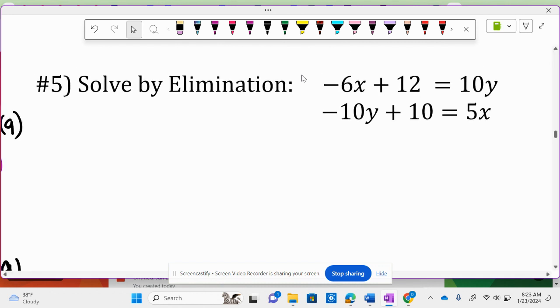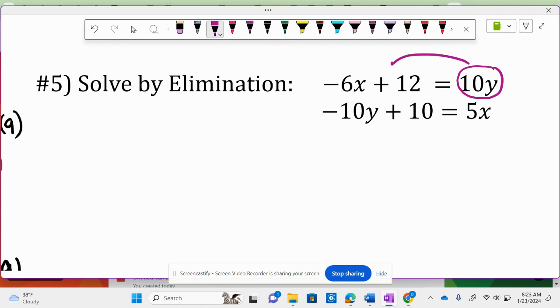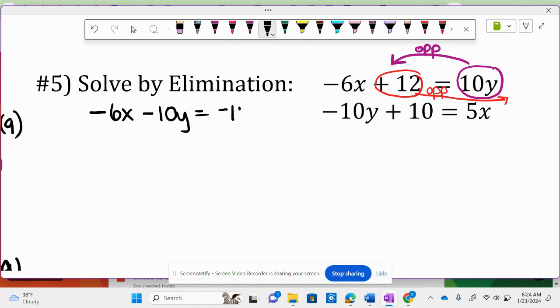Do you guys realize that when you need to take something from one side of the equal sign and move it to the other side, it becomes the opposite, right? If I need to take this +12 from the left side and move it to the right side, it becomes the opposite. So using that concept, the first equation becomes -6x. The opposite of a +10y is a -10y. And it equals, I've moved that 12 to the other side, so the opposite of a +12 is -12.